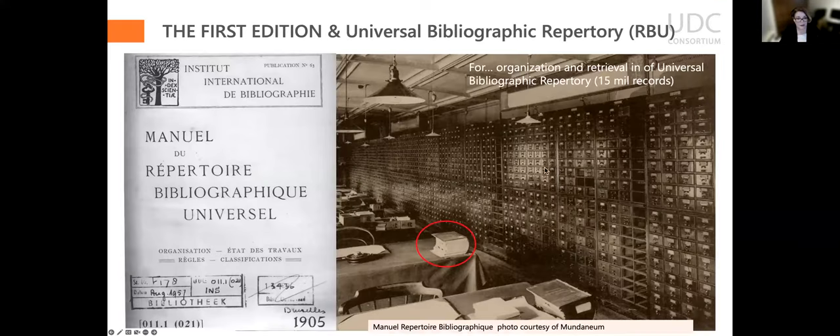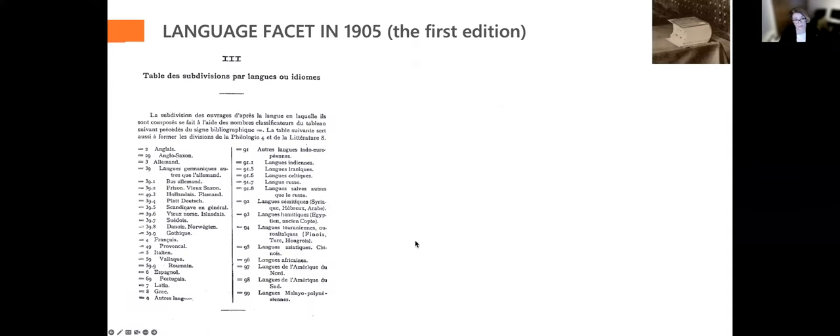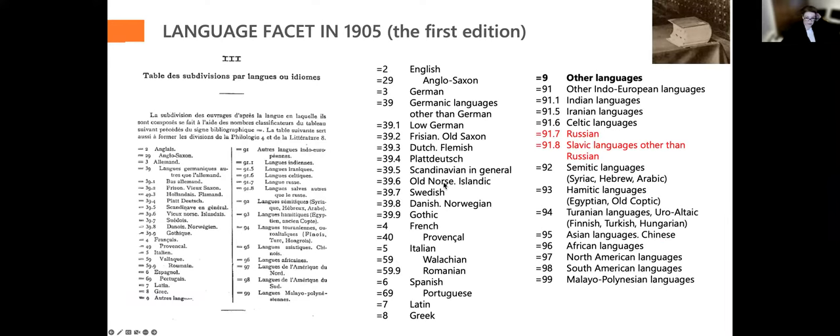Sorry about that. And then these little booklets were published as this first edition that you can see on the table in front of this huge catalog, which is the Universal Bibliographic Repertory, which at the beginning of the First World War had 15 million records. And this book then served to index the entries in the bibliography and to retrieve them. And in this booklet, the language table consists of this short brief I'm showing here in English.